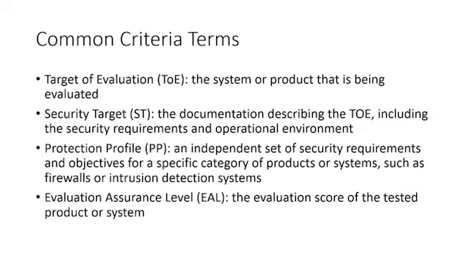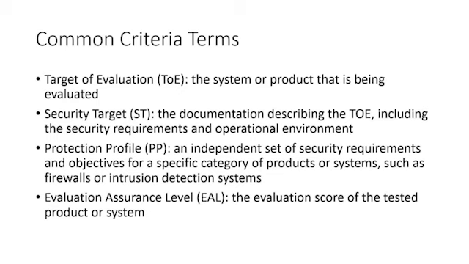So some common criteria terms that we need to be familiar with. Target of evaluation, or TOE, T-O-E. That's the system or the product that's being evaluated. Kind of makes sense. If that's our target and we want to evaluate it, that's our target of evaluation. So that's what we're going to put through the ringer to see if it meets our common criteria. Then we have a security target. Now this is the documentation describing our TOE, including the security requirements and the operational environment of that target of evaluation, of where it's doing what it does, right? Whatever kind of operational infrastructure it's in.